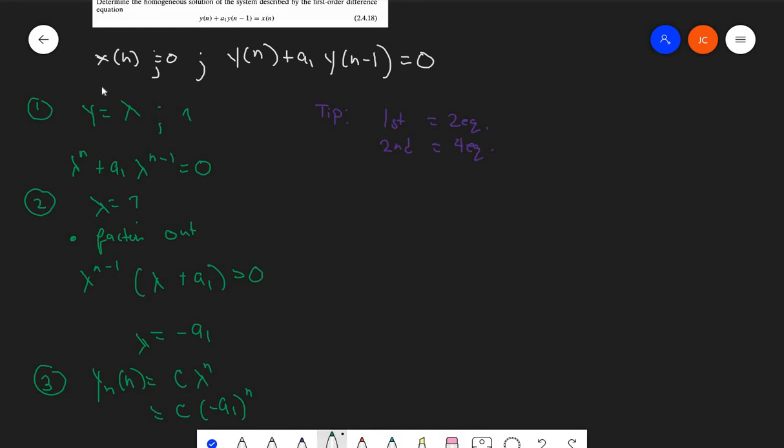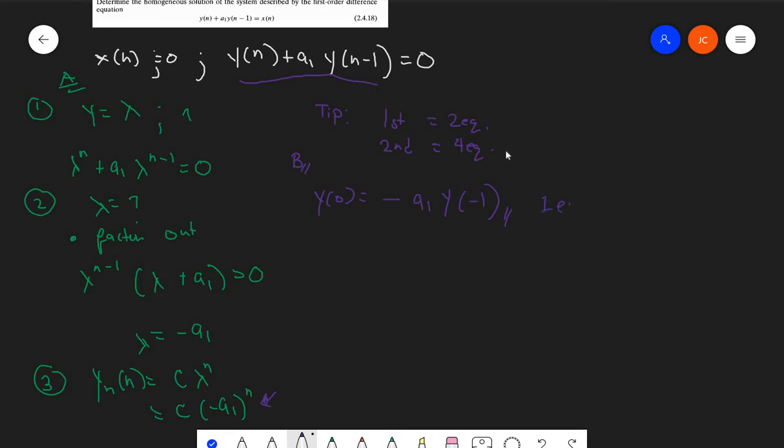That's why I've made some distinction, because this is part A and this is part B. In part B, we're going to use this equation and also this equation. We're going first to use this. So y of 0 plus a1 y of 0 minus 1 would be negative a1 times negative 1. So that's our first equation.